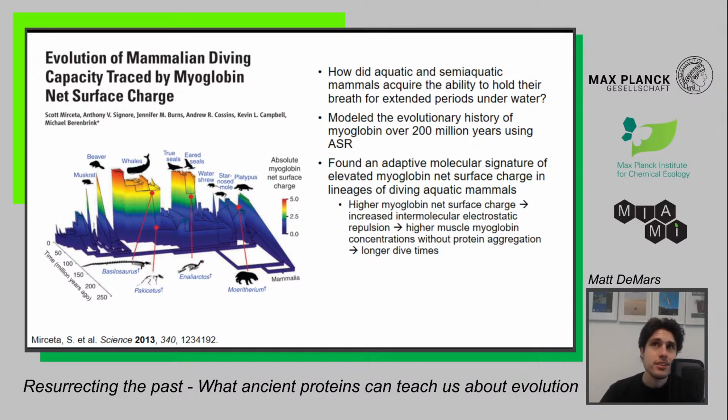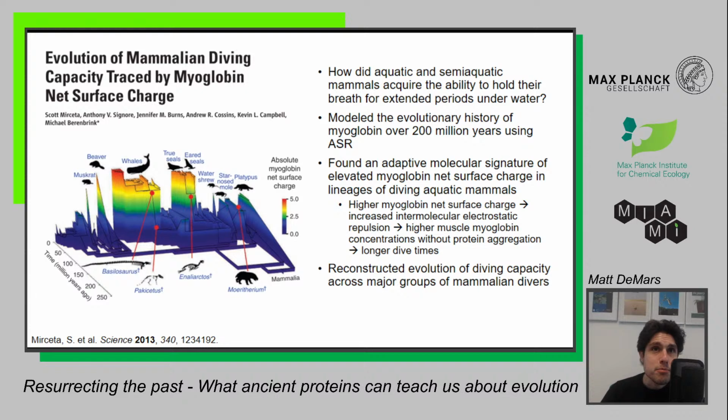And so basically, higher myoglobin net surface charge leads to increased intermolecular electrostatic repulsion, as they hypothesized. And this in turn leads to the ability of myoglobin to accumulate at higher levels in muscle tissues without aggregating. And this in turn leads to the longer dive times that are observed in these mammals. And so ultimately, they were able to reconstruct the evolution of diving capacity across major groups of mammalian divers. You can see here the ancestors of modern whales, for instance.